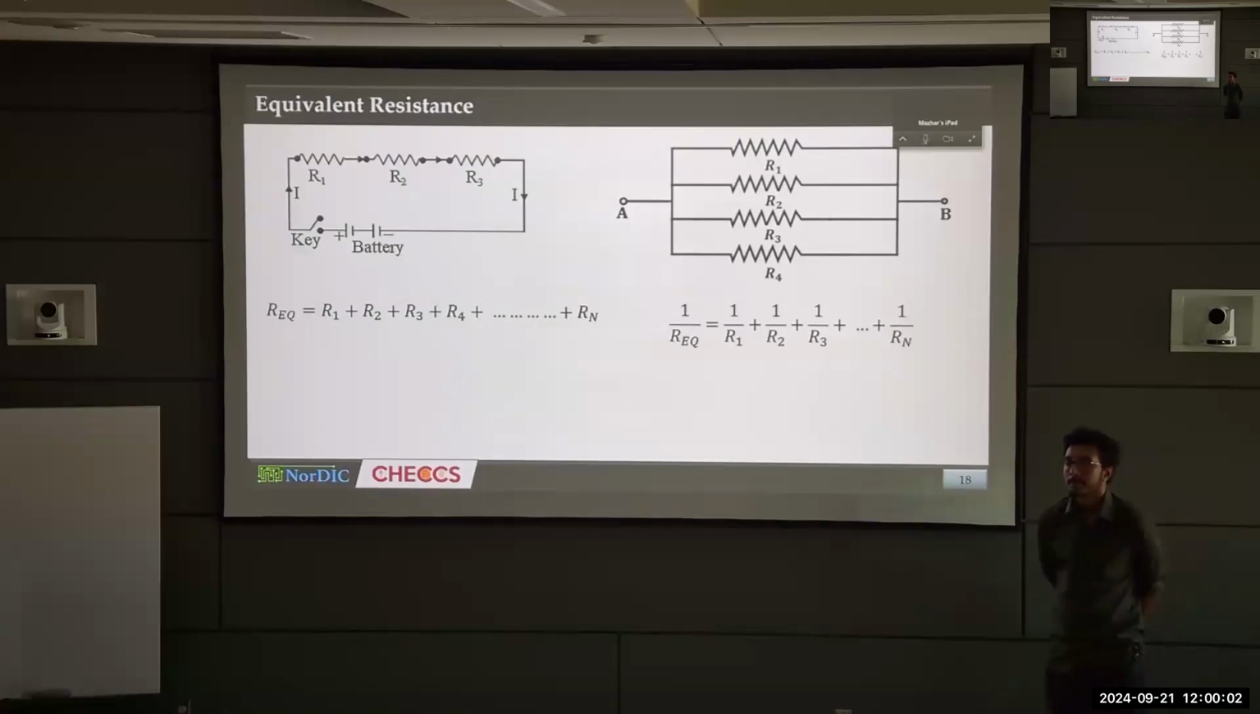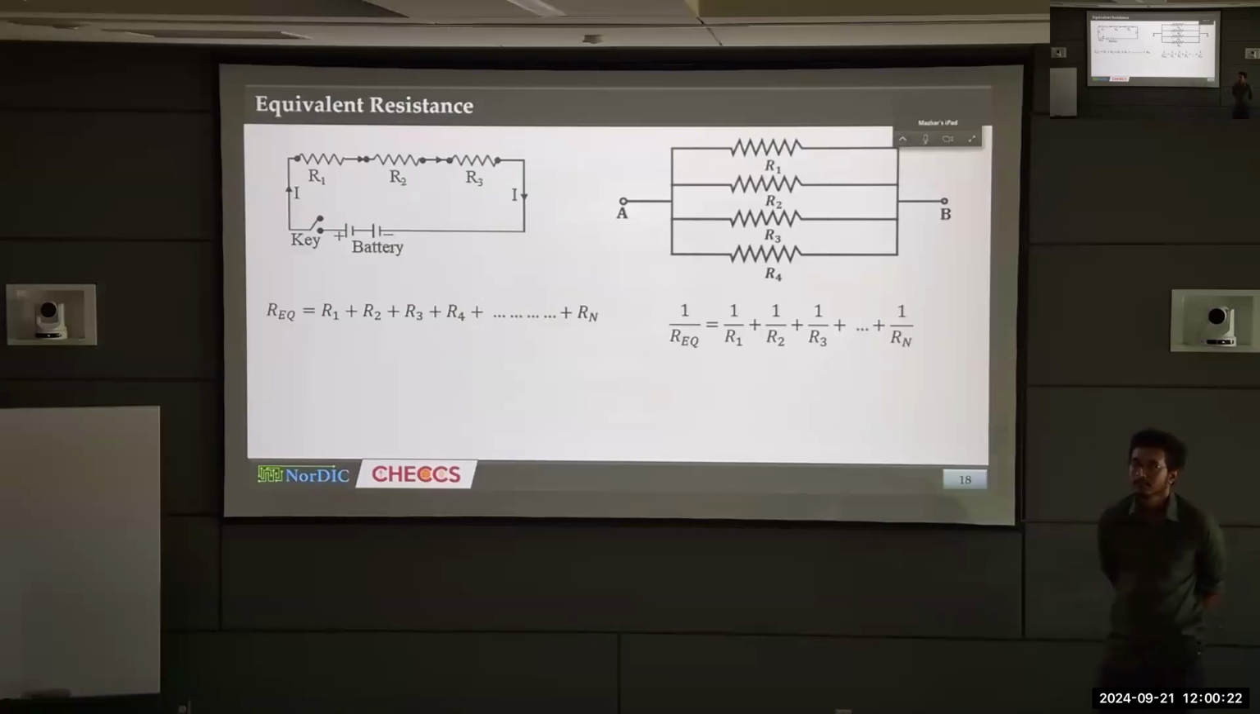If they are connected in shunt, then there is another formula, which is 1 over R1 plus 1 over R2 plus 1 over R3 is equal to 1 over R equivalent. So this is the series connection, and this is the shunt connection.